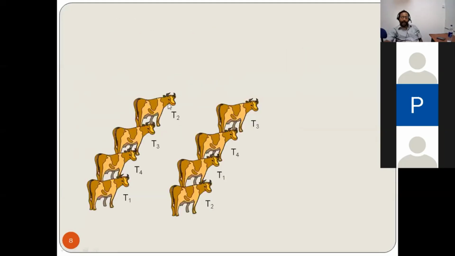So here the weight pattern is increasing, and increasing by how much? For example, this cow is 150 kilos. This cow is 175 kilos. This is 202 kilos. This is 228 kilos. Look at this variability in this set. What do you think? Variability in this set versus variability in this set. Which set is higher in variability?